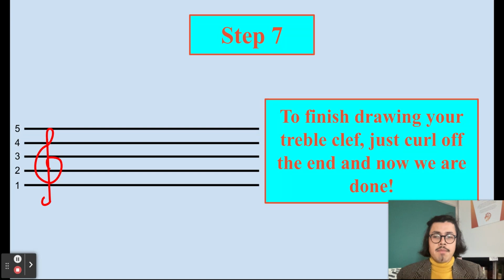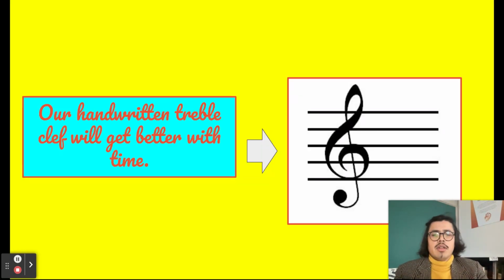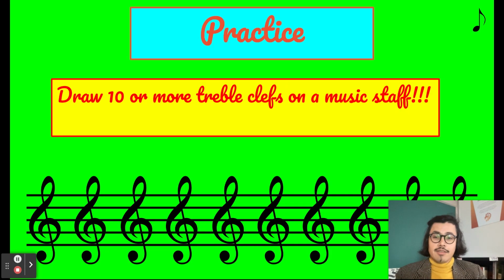Of course, you have to have a staff. If you get a staff notebook, that's a good way to have it, or you can draw 5 lines using a ruler. Or if you want to practice drawing your treble clef, you can have sheets of paper with lines already on them and just trace 5 of the lines. It's going to be a little big, or you can divide those lines and trace still, making it a little smaller, but play around with that. Your handwritten treble clef is going to get better with time. Like anything, it's just a matter of practice. And with that said, practice.